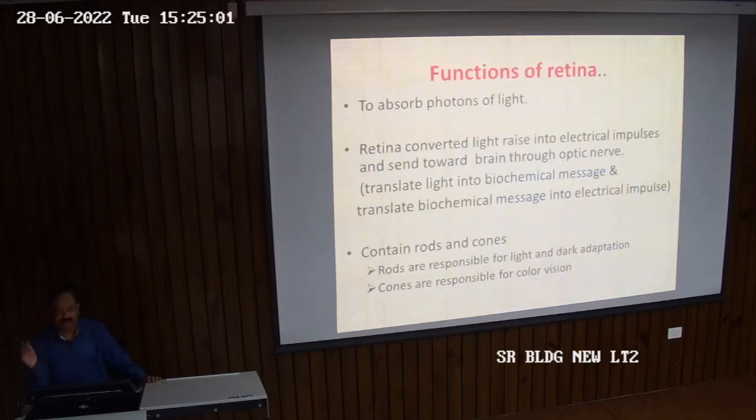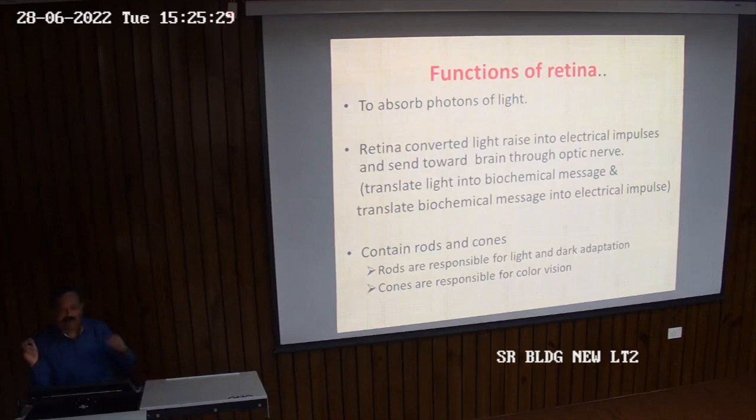Now what are the functions of retina? The basic function of retina is light perception. So how does it occur? It absorbs photons of light. The retina converts light into electrical impulses and sends them to the brain through the optic nerve, which translates the photo energy into biochemical messages and translates biochemical messages into neural messages that are interpreted in the brain.